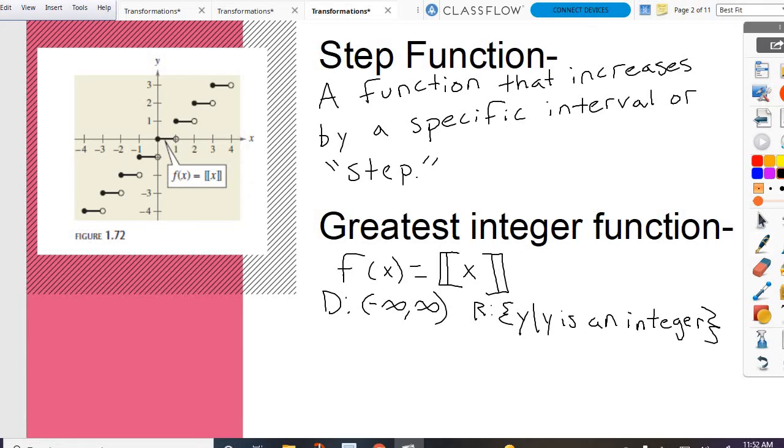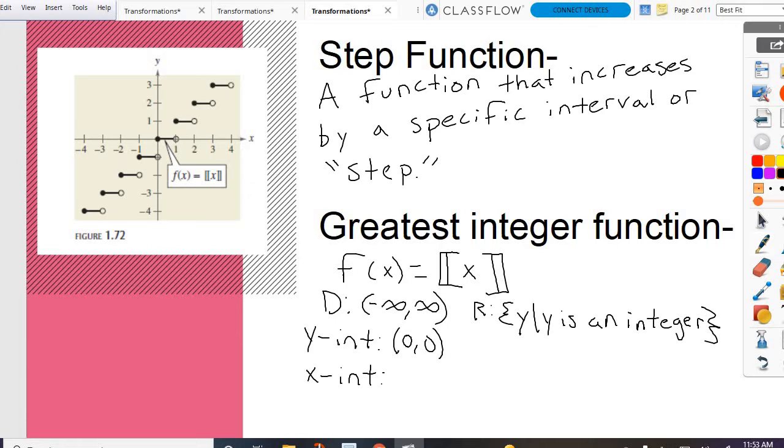Now, do we have a y-intercept? Yes. What is it? (0, 0). Now, what about our x-intercept? Do I have 1? Do I have 2? Do I have more than 2? I have infinite.